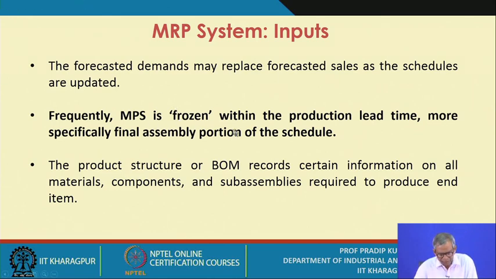Frequently, MPS is frozen within the production lead time. So suppose the production lead time is say 10 weeks or say 5 weeks. What you try to do is make a plan of the activities to be carried out, or the controlling activities to be carried out, within this period. And once all the demand levels are known and the decisions regarding the manufactured quantities, the planned order quantities, are made, then you don't change it. And so the master production schedule is frozen. Then for a specific time period, more specifically the final assembly portion of the schedule.